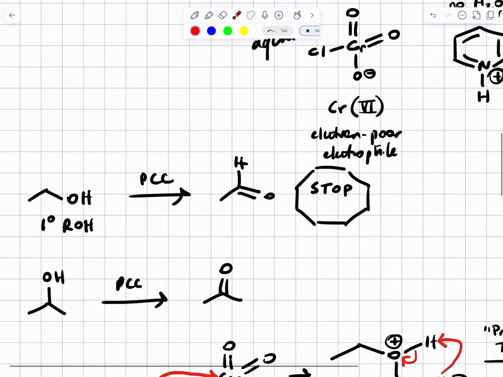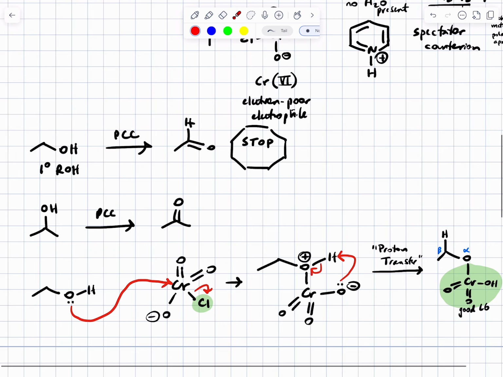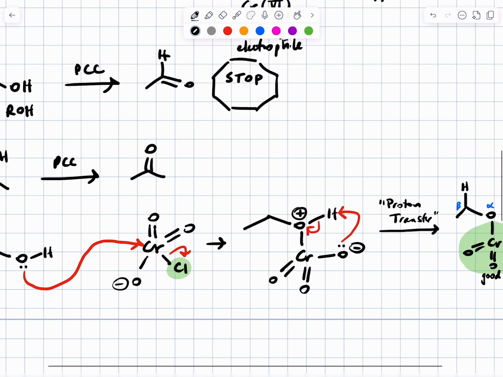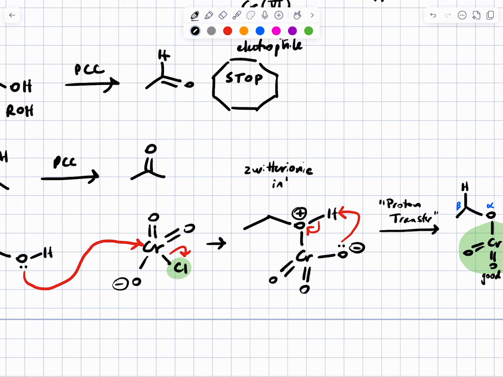And we will see that in the mechanism, the alcohol oxygen attacks the chromium and the chloro leaving group leaves. You get this zwitterionic intermediate. That term zwitterionic means neutral but charged, which sounds like, how can you do that? A zwitterion is if you have a plus and a minus in the same molecule, so overall it's neutral.